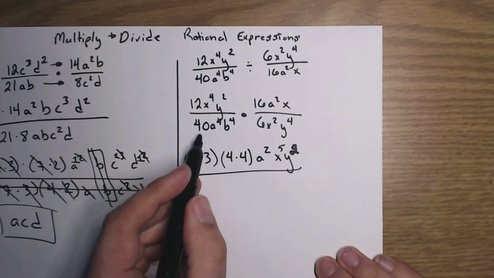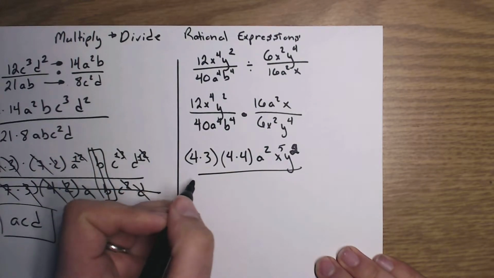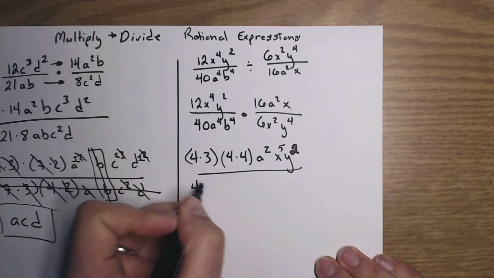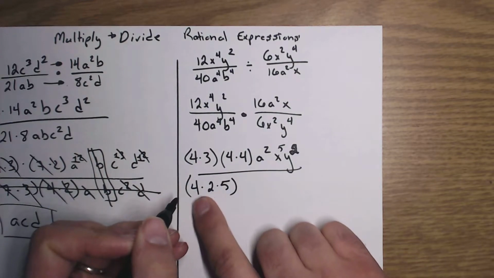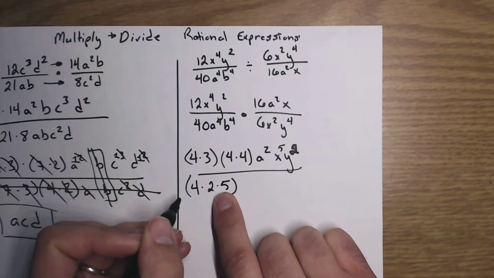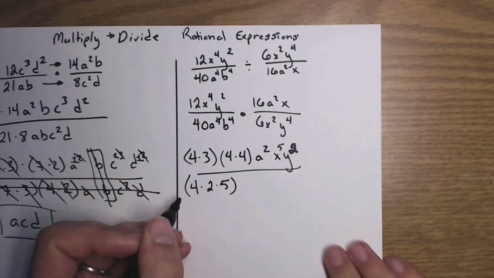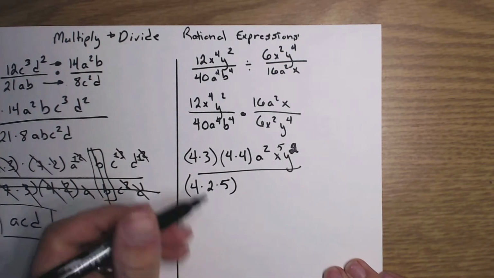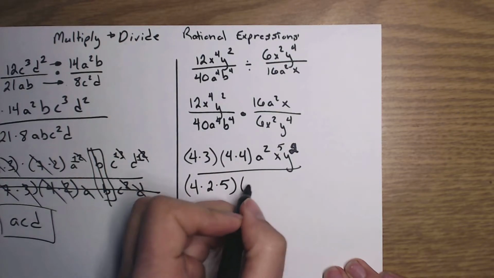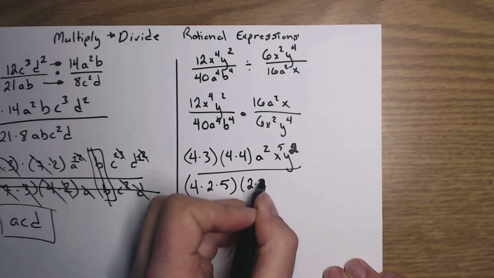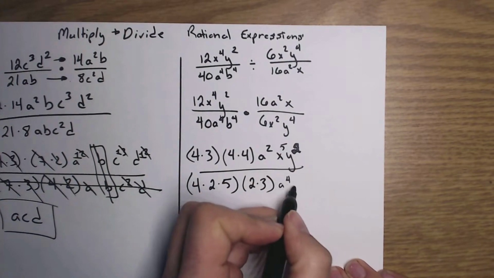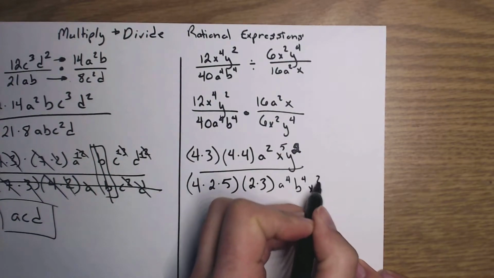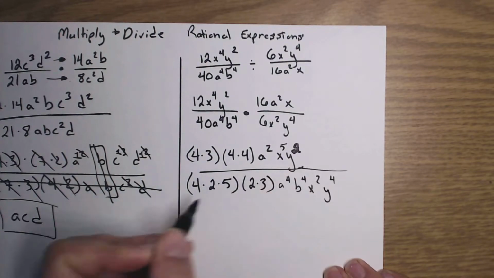Now the bottom, the 40, let's split that up into a 4, and it's actually, we're going to want to split it up into a 2 and a 5 as well. 4 times 2 is 8. Times 5 gets me the 40 that I want, but I split it up a little bit more than you might have thought. Next, we'll do the 6, and that one's going to be a 2 and a 3, just like you would suspect. Then we have a to the 4th, b to the 4th, x squared, y to the 4th.